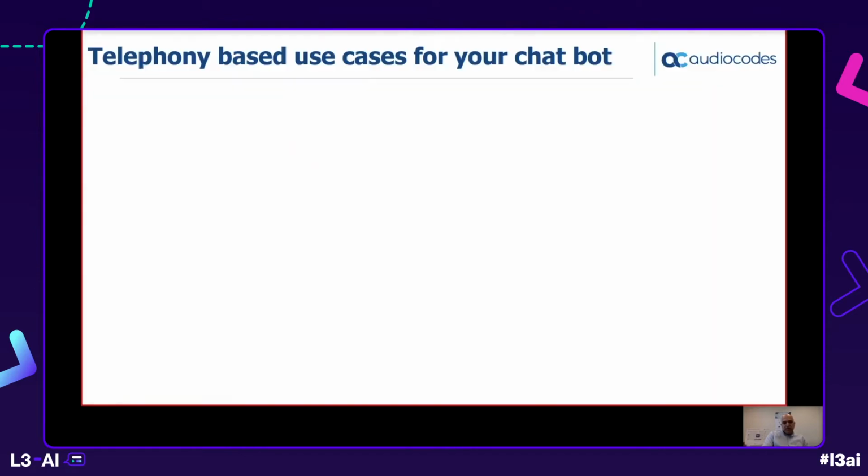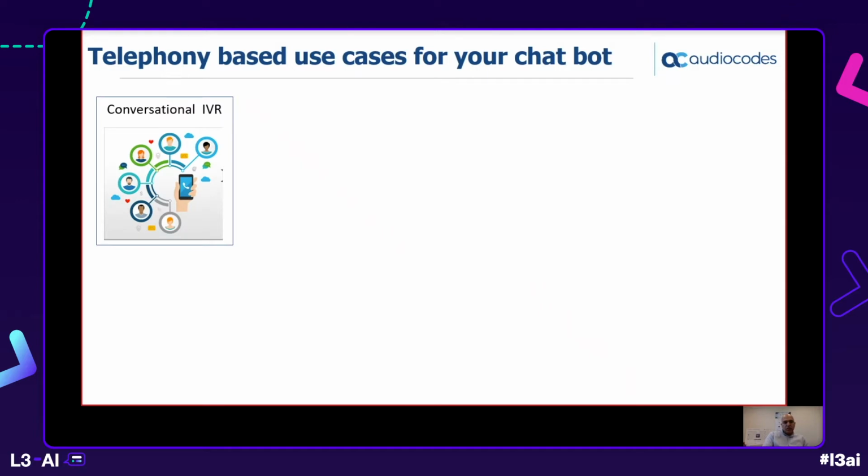So let's see some telephony-based use cases for your chatbot. And we're going to start with conversational IVRs. So IVR is an automated machine you will usually encounter when you call a customer service center. It will ask you multiple questions in order to understand what it is exactly that you need. It's a hierarchical menu with pressing a lot of DTMFs, not the best user experience. Using the chatbot technology, you can turn these legacy IVRs to conversational IVRs that the user can talk to using free speech.